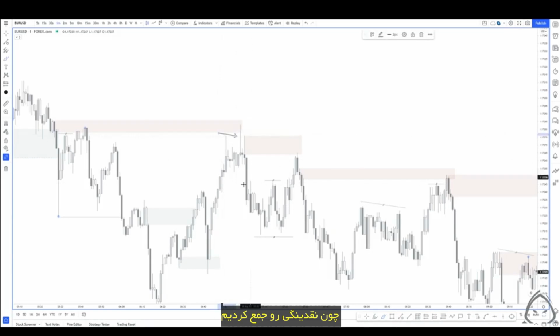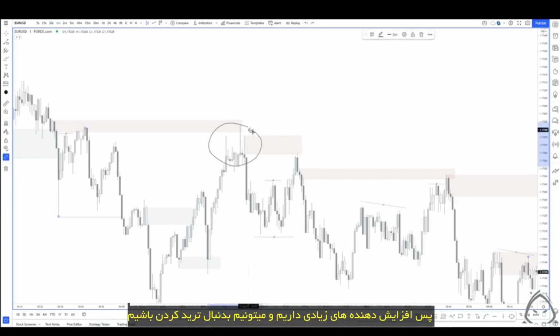Why? Because we swept liquidity. We did break some structure. Again, arguably, if we broke structure, yes, on the seconds time frame, on the 1 minute, not so much. But more importantly, what did we also do? We mitigated a previous supply zone. So we have extra factors in our favor to look for a potential trade.